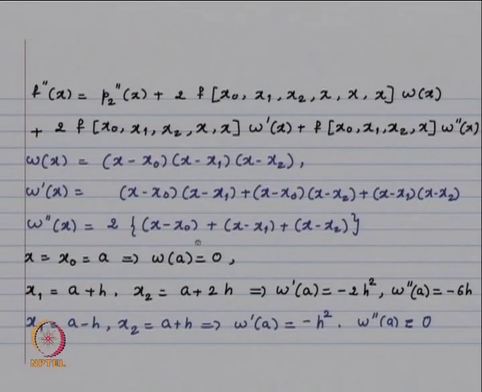x minus x 0 is already 0, x minus x 1 will be minus h, x minus x 2 will be plus h. So, that is why w double dash a is 0. This choice is going to give us the forward difference formula and this is going to give us the central difference formula.